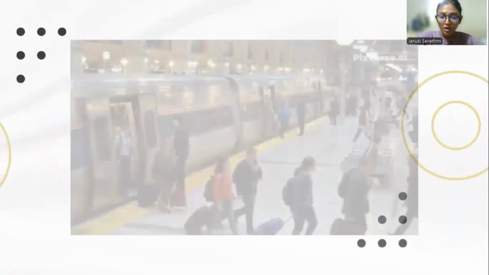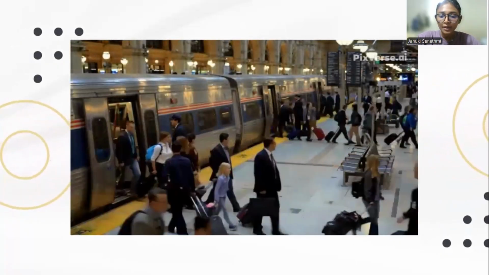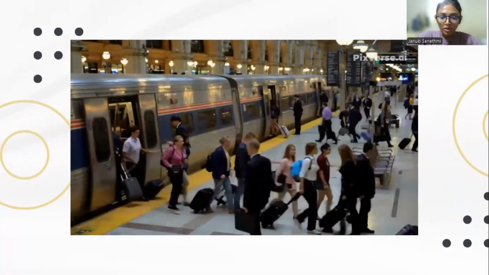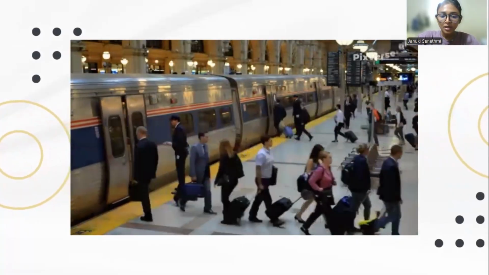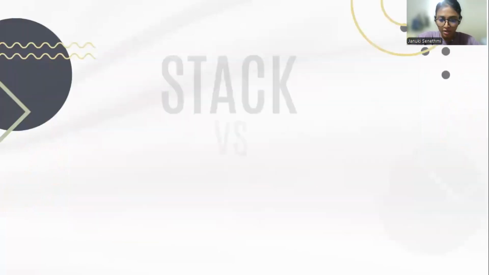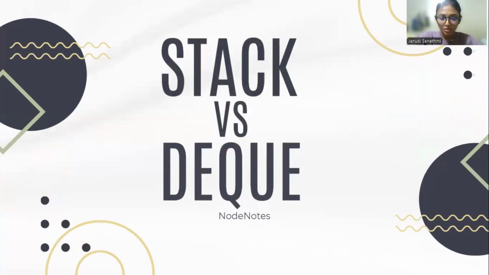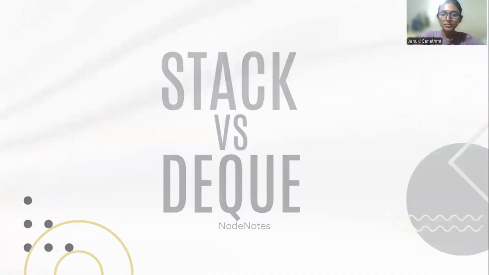Now, imagine a train where you can add or remove passengers from both the front and the end. That's called a deque. Today, we'll learn what stack and deque are, how they work, where they are used in real applications, and we'll also write code examples step by step.